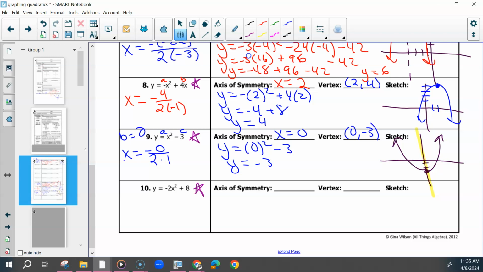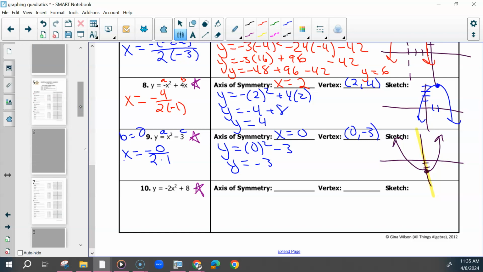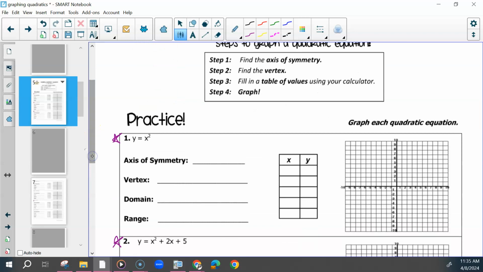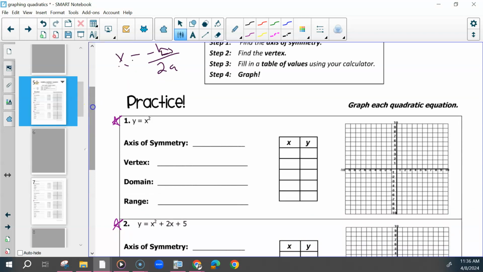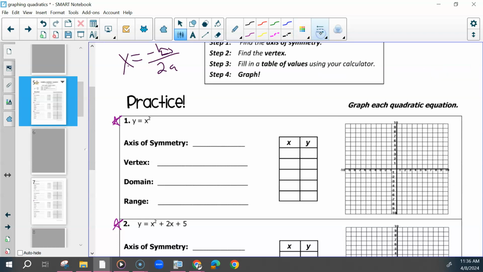Go on to the next page. Now we're going to actually graph some quadratics, but do some of the same things and talk about domain and range. We're going to rewrite our formula, x equals negative b over 2a. We're still using that. So here, we only have a. So if I were to set up that equation, x equals, what would that look like?